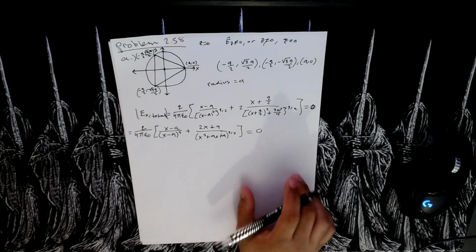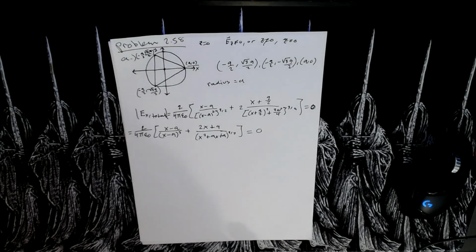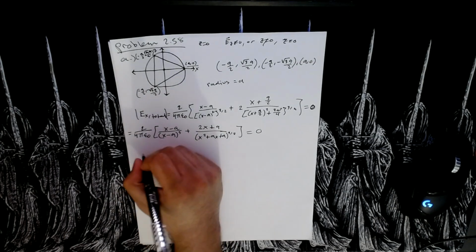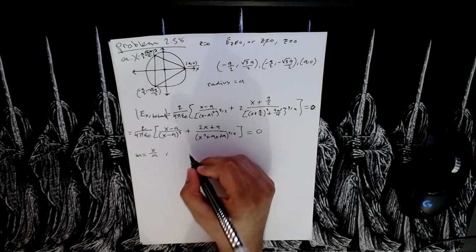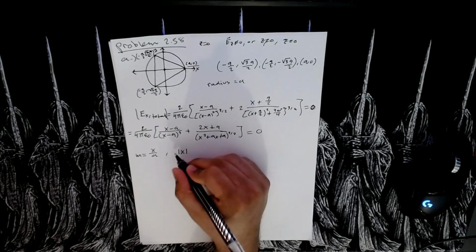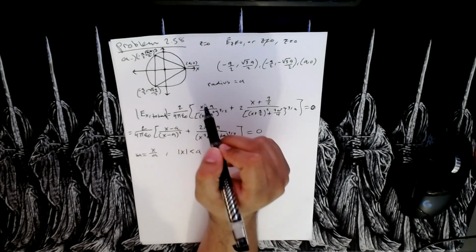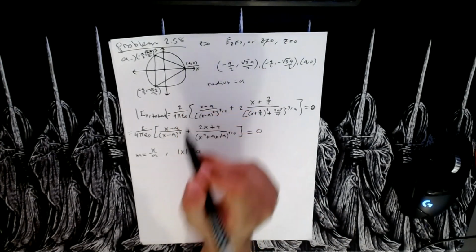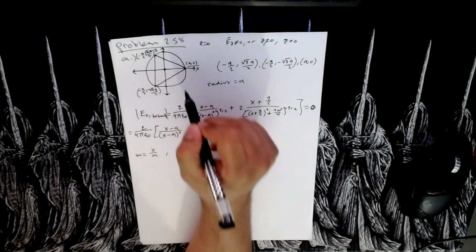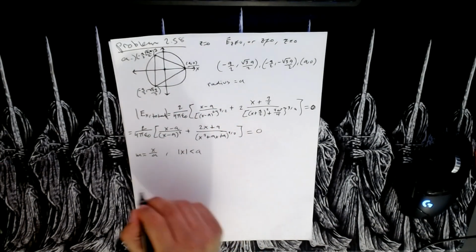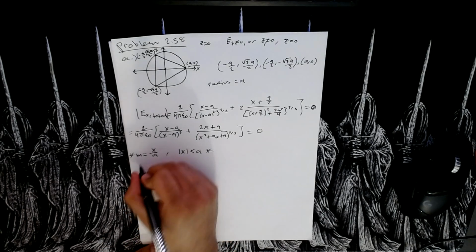Alright, so in order to make this a little more simplified, let's consider a new variable. We're going to say m is equal to x over a, and that the absolute value of x is going to be less than that of a. We can't have this be outside of our circle; we have to be inside our parameters, so we're going to set this as a condition.